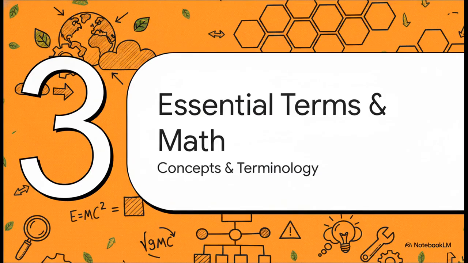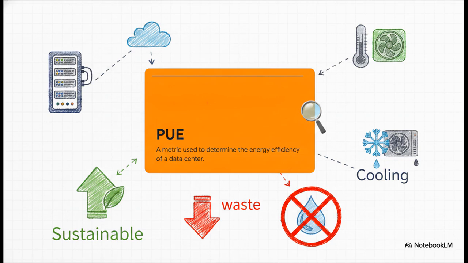All right, Section 3, Essential Terms and Math, focusing on key concepts and terminology. Because to solve those massive math problems we just looked at, engineers need a standardized vocabulary. One of the absolute foundational terms you have to master here is PUE, which stands for Power Usage Effectiveness. This is the exact mathematical formula that engineers use to measure that 40% waste we talked about earlier.